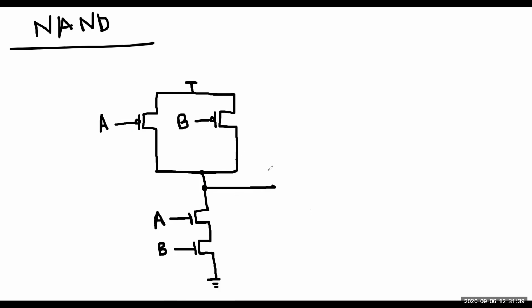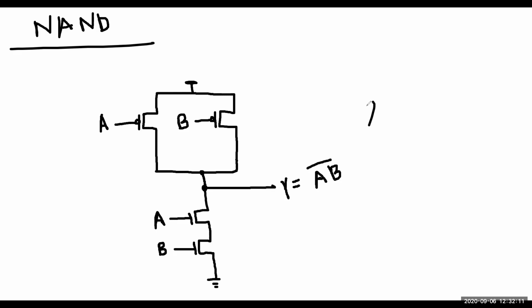Our output will always be at the junction where the PMOS and NMOS are connected. That is our output point. Got my point? So this is our Y. Y will be (A·B) bar, because this is a NAND gate.